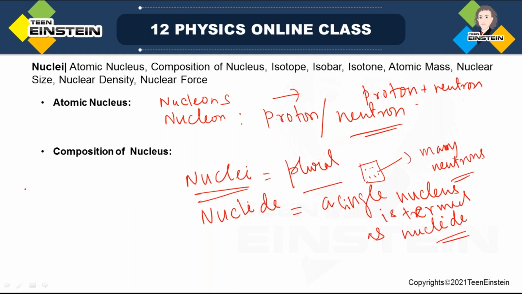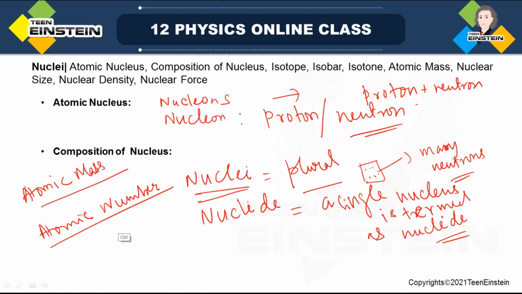Now the main points are atomic mass and atomic number. These two things have to be understood properly. See, the total mass of protons and neutrons present in the nucleus is called nuclear mass. First of all, we need to know the nuclear mass. This is actually the mass of the protons plus the mass of the neutrons. This is called nuclear mass.